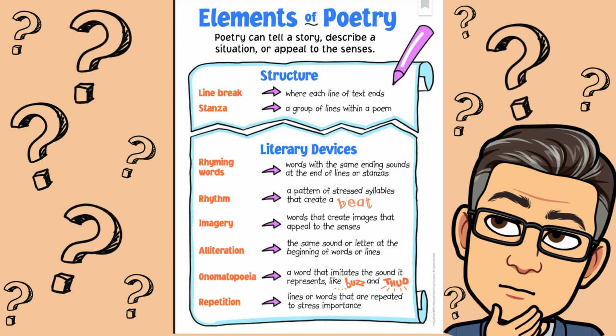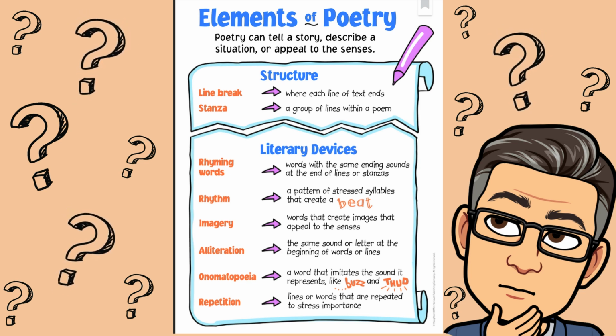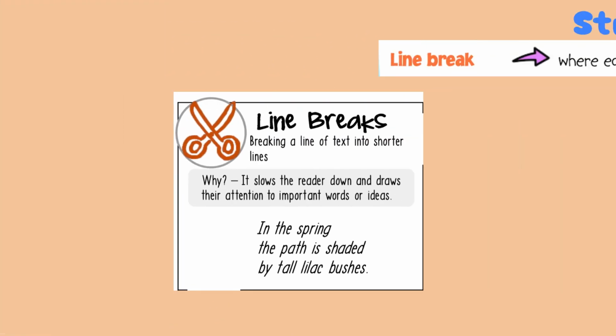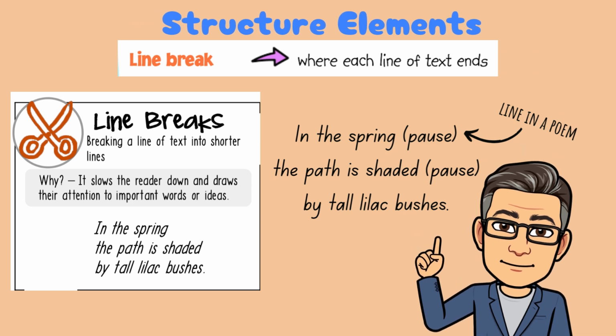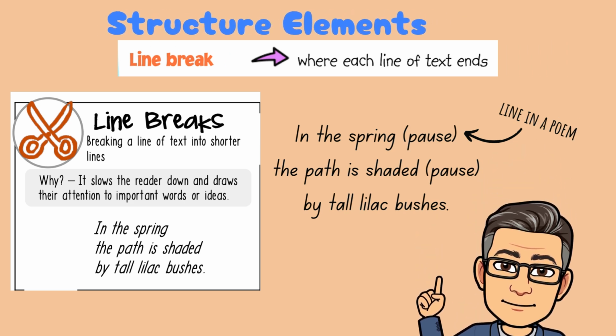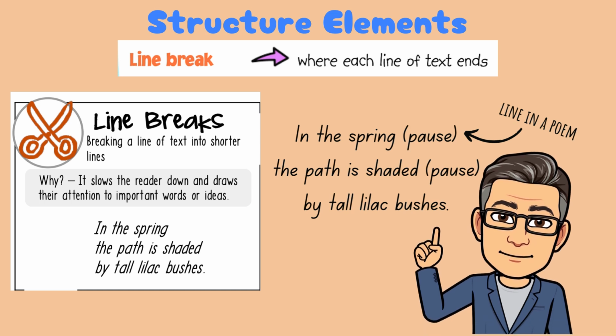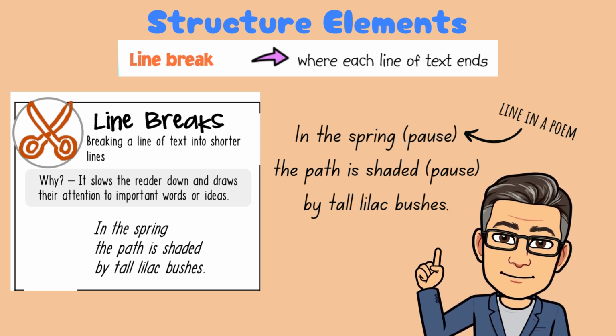What are poetry elements? Poetry can tell a story, describe situations, or appeal to the senses. Line break is a structure element of a poem. Line breaks break up a line into shorter lines to slow the reader down and draw attention to important words or ideas. Let us read this short section or stanza of this poem in the spring.